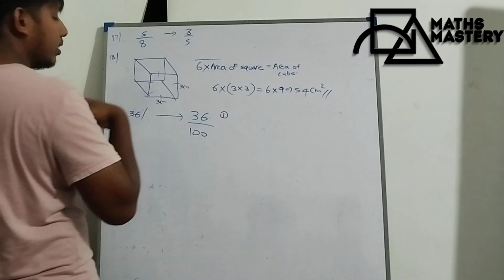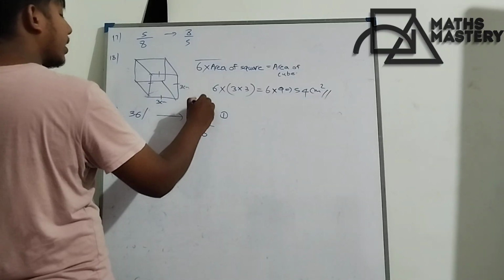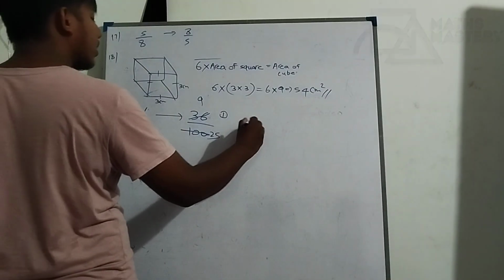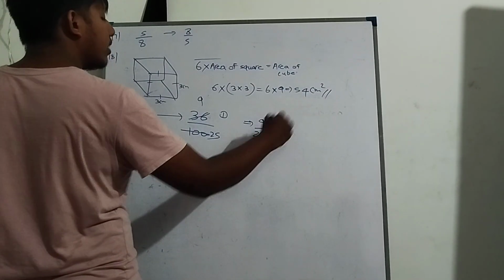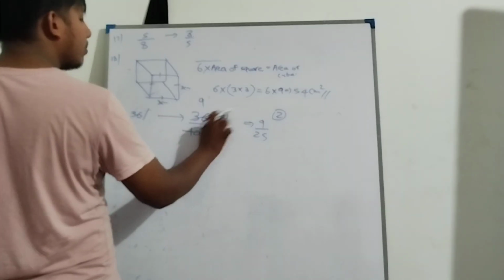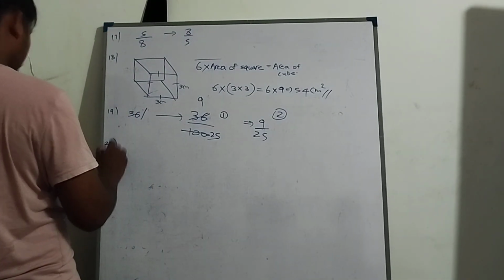Now you can see, students, 36 and 100 can be divided by 4. So 4 times 9 is 36 and 4 times 25 is 100. So the final answer is 9 over 25. When you do this, you'll get the 2 marks. If you do up to here, it's 1 mark. If you do up to here, it's 2 marks. Okay. Let's go to question number 20.